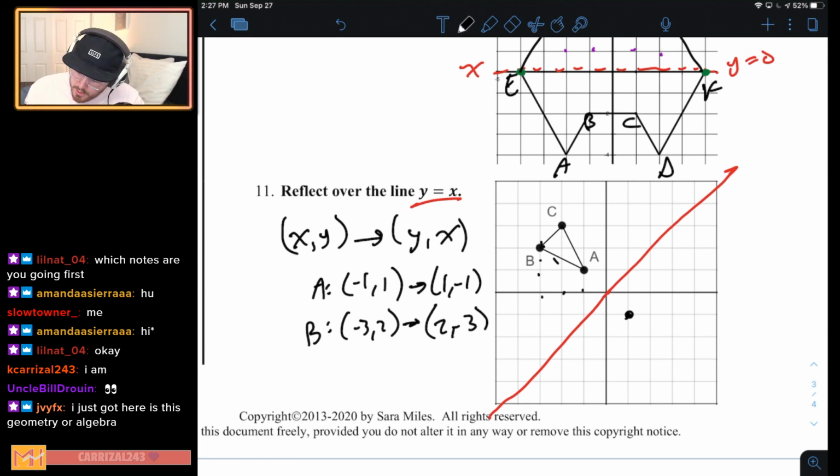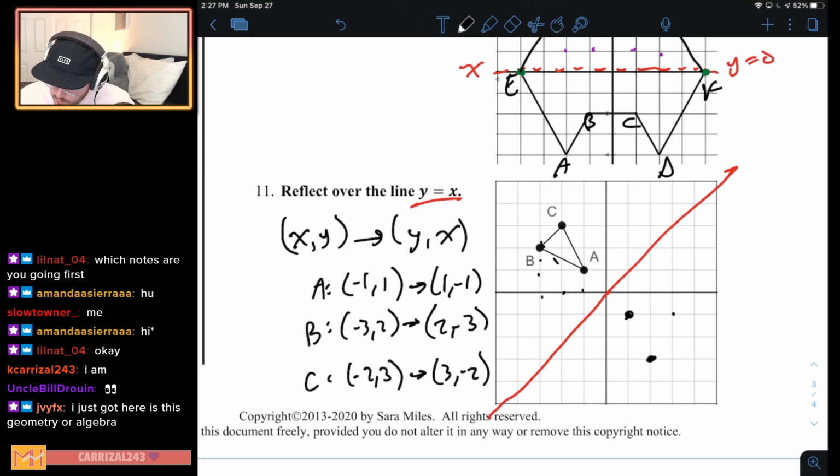1, 2, down 1, 2, 3. Did you guess that it was going to be there? Did you know it was going to be there? I don't want to guess. I want to know. And then C is at -2, 3. So when that flips, it goes to 3, -2, which is right there.